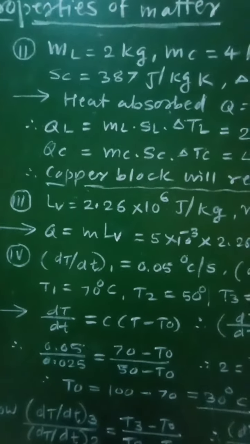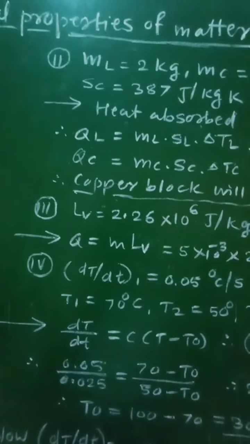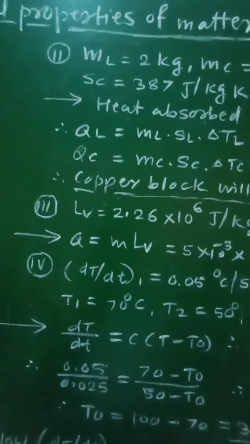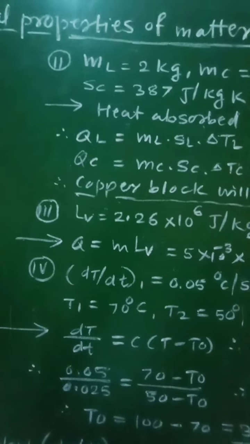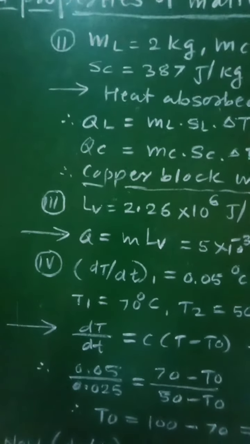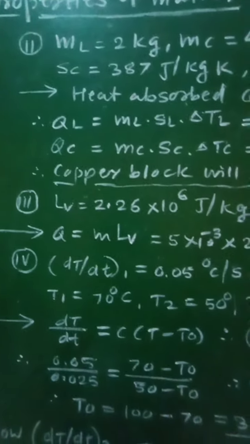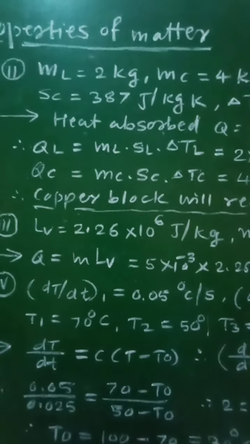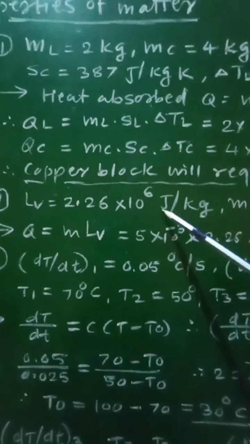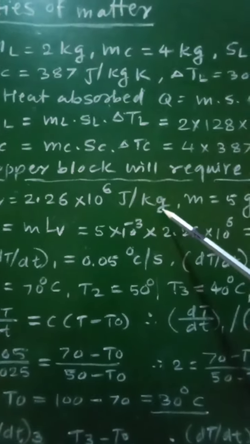Now let us see numerical number 3, which is given as: the specific latent heat of vaporization of water is 2.26 into 10 raised to 6 joule per kilogram. Calculate the energy needed to change 5 gram of water into steam at 100 degree Celsius. For this, the latent heat of vaporization LV is 2.26 into 10 raised to 6 joule per kilogram.